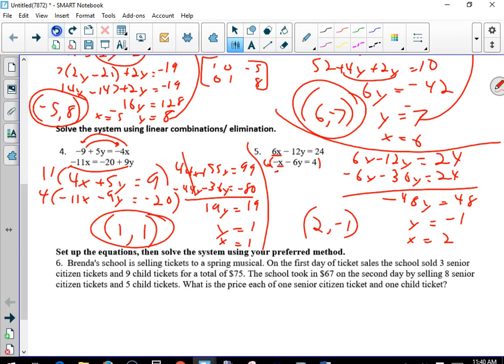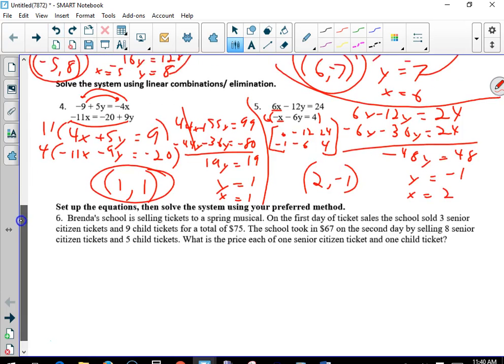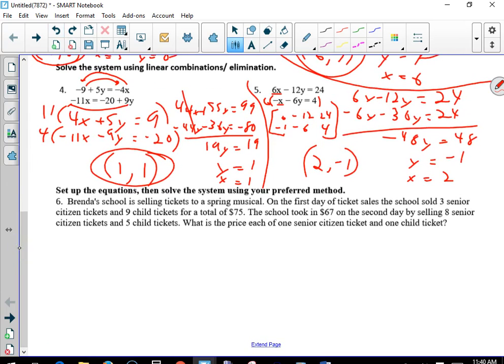Again, this would be very easy as a matrix. 6, negative 12, 24. And negative 1, negative 6, 4. Plug that into your calculator. More practice, the better. You'll get 2, negative 1 in the right column.